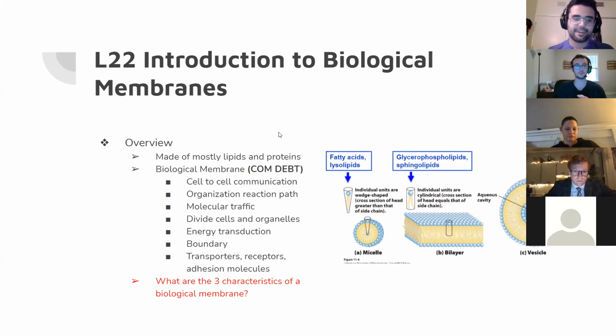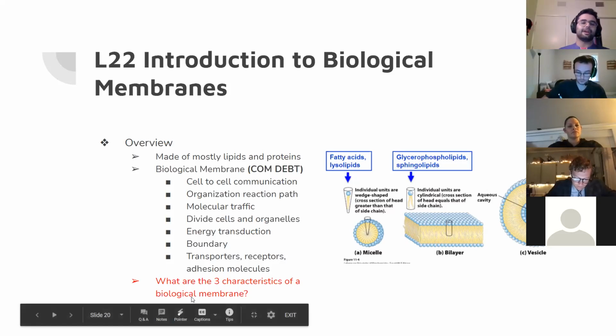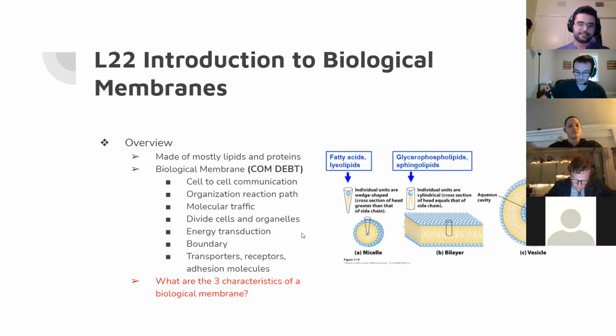We put it as a mnemonic to memorize it: cell-to-cell communication, organization, reaction pathway, molecular traffic, divide cells and organelles, energy transduction, boundary and transporter, receptor, and adhesion molecules. So again, the mnemonic we use is ComDept, or College of Medicine Det, as a way of trying to memorize these.